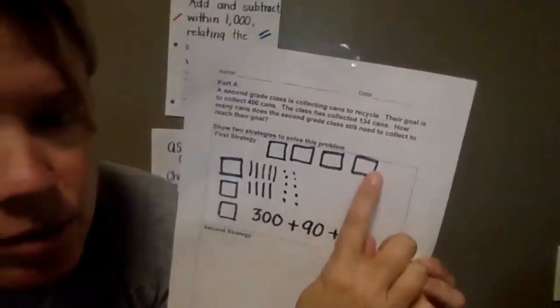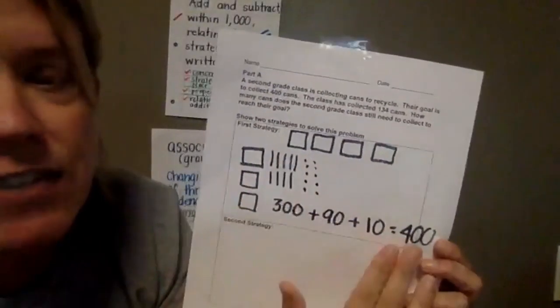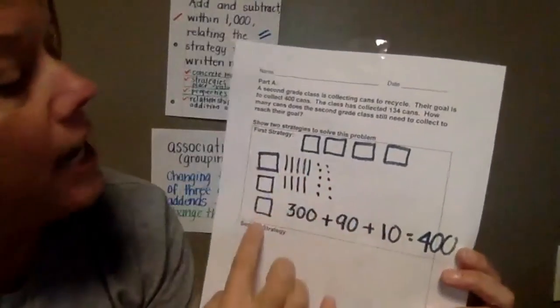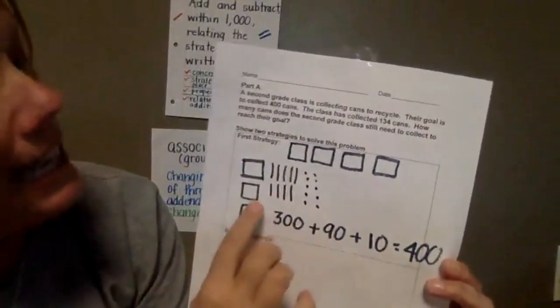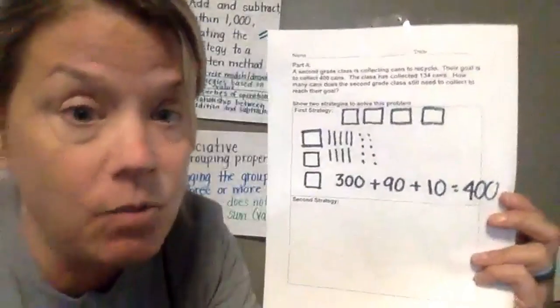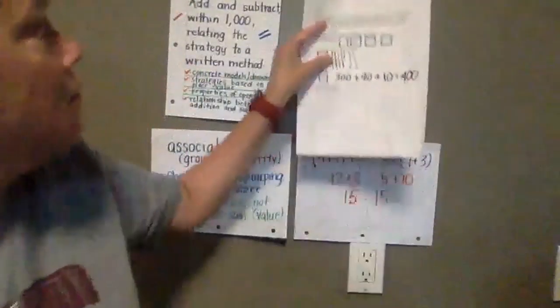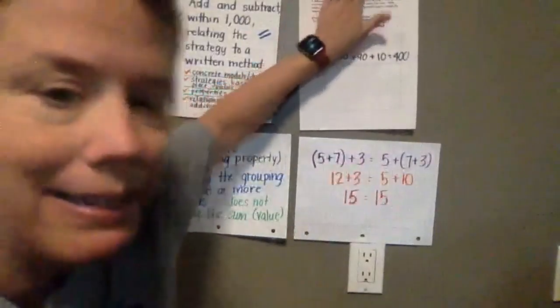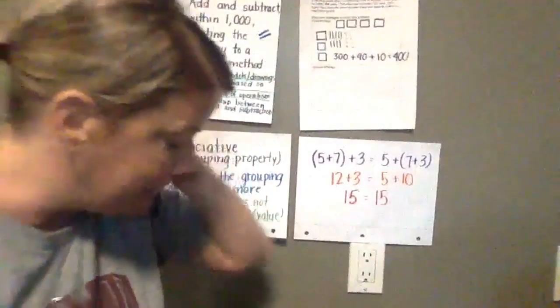The 400 here, this is what we wanted to get to, and we wrote our answer in a different form. We wrote 300 plus 90 10s plus 10 1s, and that has the same value as 400. So today we're going to show a second strategy.